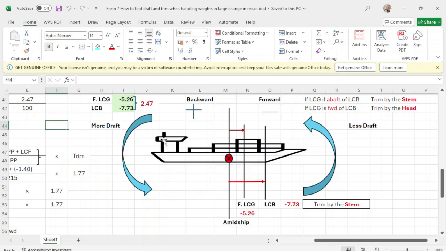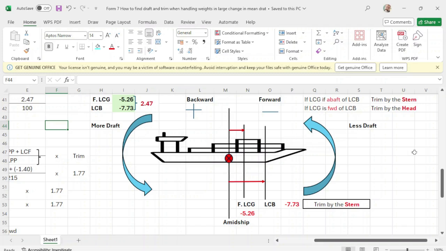And when this part of the vessel goes down, it will have more drop. Meaning there will be an increase in drop. So you will add the change of drop, and in the forward part there will be less drop because the vessel will rise up. When you apply the change of drop forward, you have to minus it from the mean drop. That's why you have a less drop. Okay, so this is very important, guys, for you to understand.